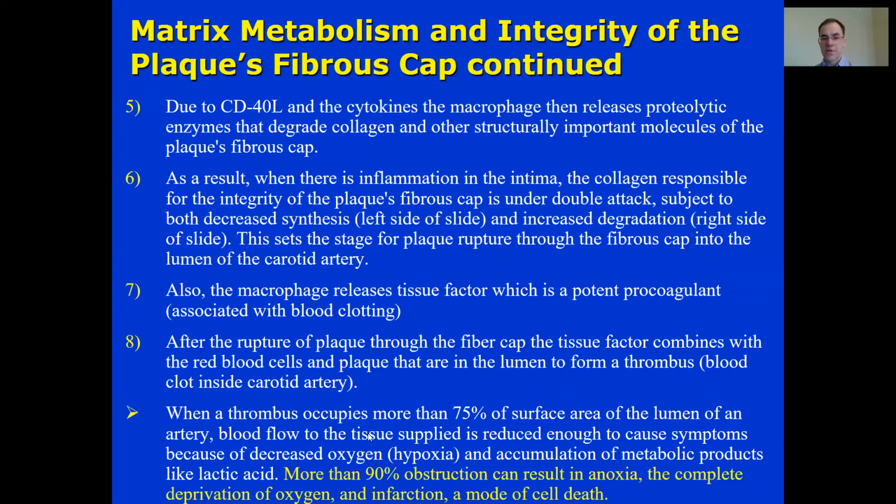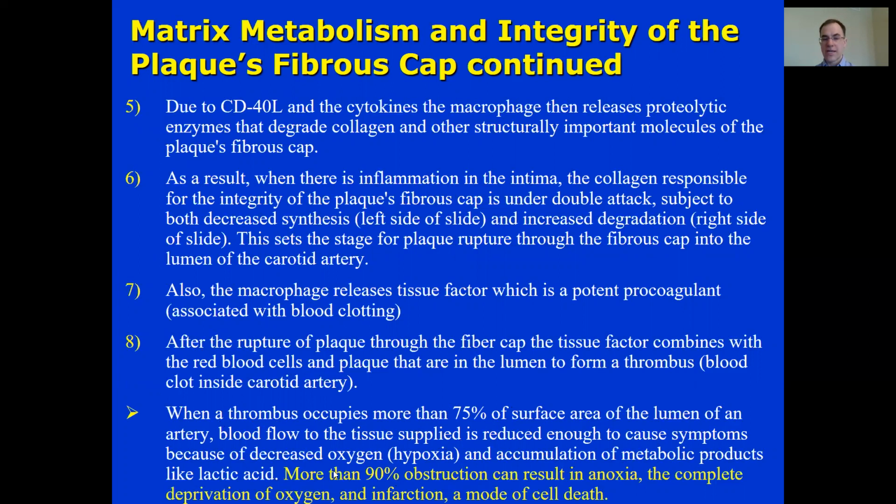Interestingly, when a thrombus occupies about 75% or more of the lumen area, the blood flow to that tissue supply is reduced enough to cause symptoms. So up until about 75% occlusion of the lumen, the person may not have any symptoms. The reason they'll have symptoms is due to hypoxia or low oxygen. At the same time, there's going to be accumulation of metabolic products like lactic acid. That's a sure sign that there's stress on the heart.